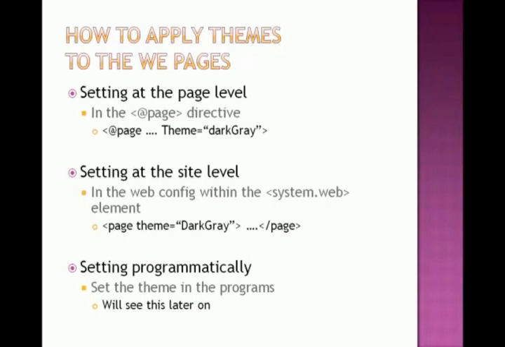There are three different ways that we can apply themes to websites. We can apply them at the page level, at the website level, and by setting them programmatically. At the page level, you can apply the theme in the @Page directive. So you can, for example, have the @Page directive with all the attributes such as Language, AutoEventWireup, CodeFile, and all the way down to Theme, which in this case would be DarkGray, the name of the theme subfolder within the App_Themes folder.